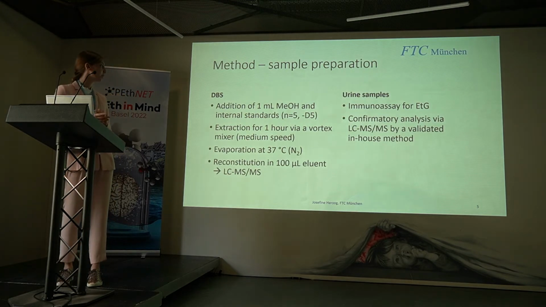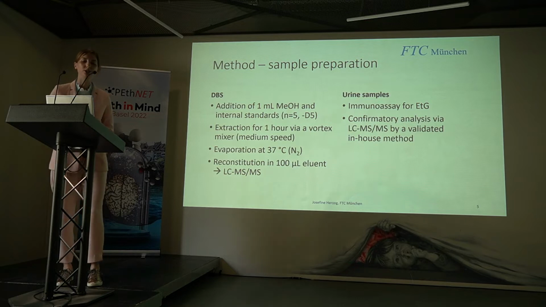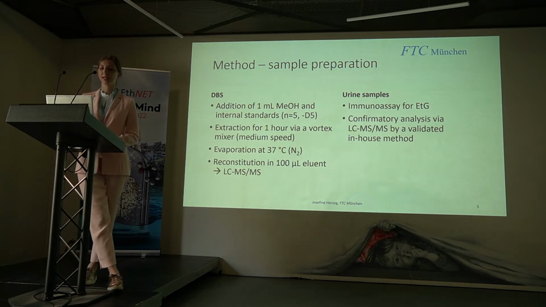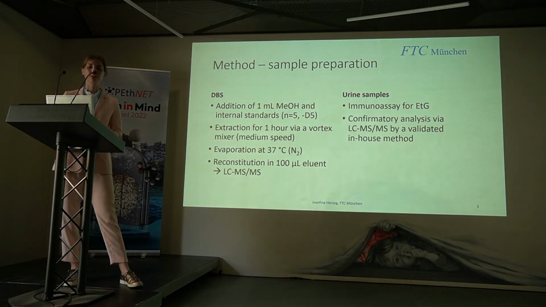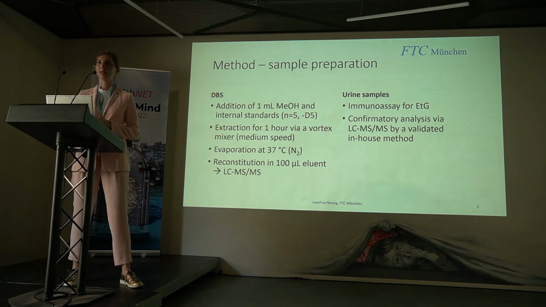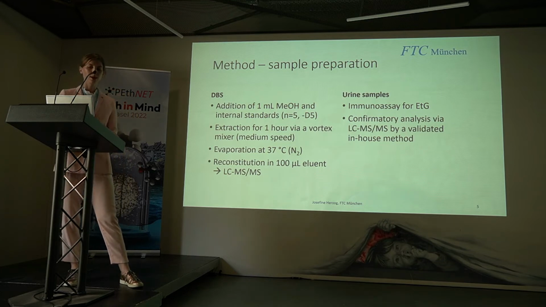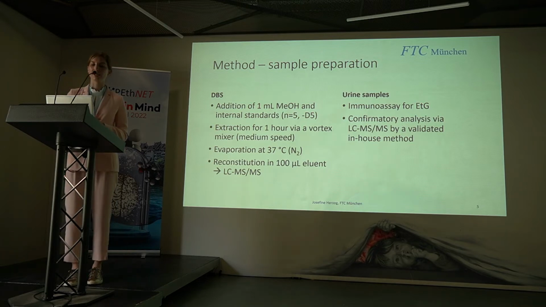After the dried blood spots were fully dried, they were punched and placed into a tube, where 1 milliliter of methanol was added, as well as the internal standard. Extraction took place for 1 hour on a vortex mixer at medium speed. Afterwards, the samples were centrifuged and 800 microliters of the supernatant were evaporated at 37 degrees under a gentle stream of nitrogen. The residue was then reconstituted in 100 microliters of eluent and placed into the LC-MS vial. For urine samples, we did an immunoassay for ETG, and afterwards confirmatory analysis was carried out via LC-MS by a validated in-house method.